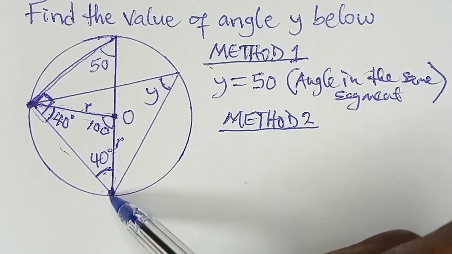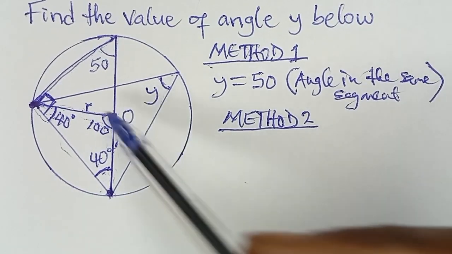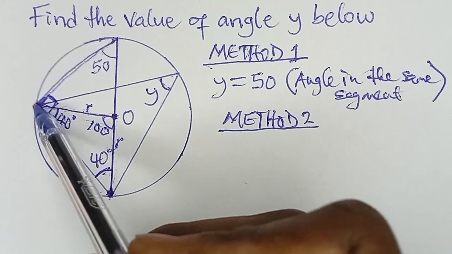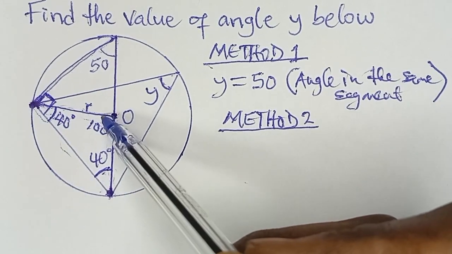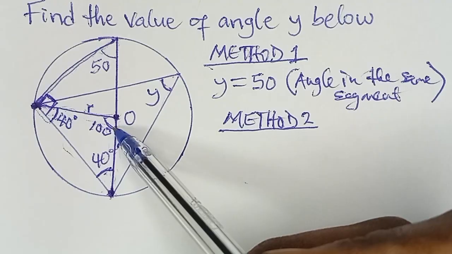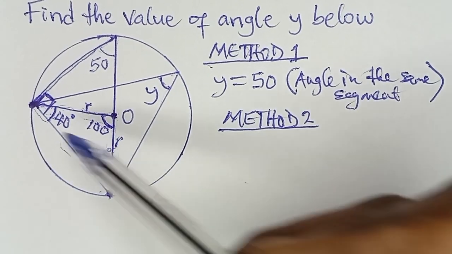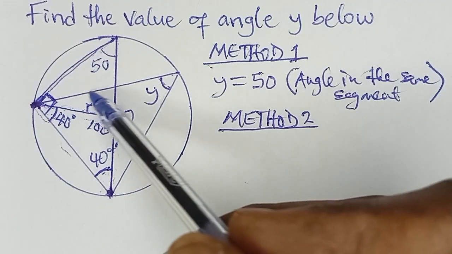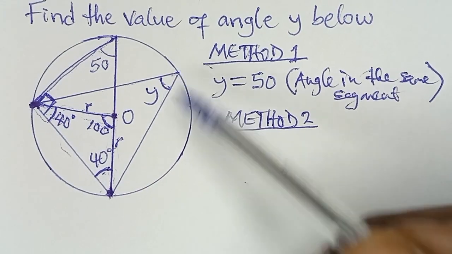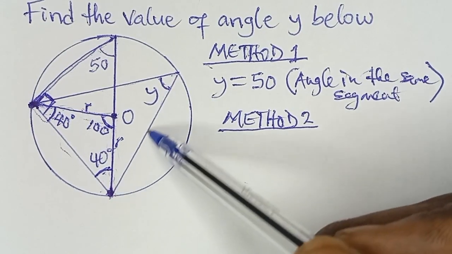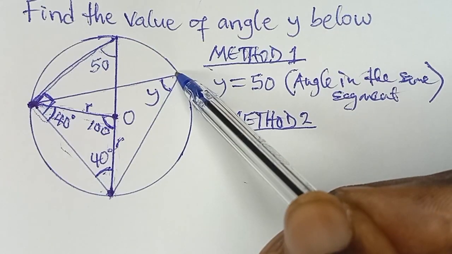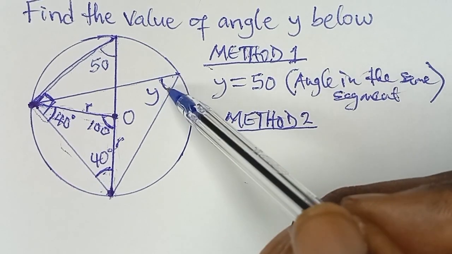I have a line from this point going to the center. I have another line from this other point going to the center. And the 2 lines make angle 100 degrees. They form this angle 100 degrees. From the same point now, I have another 2 lines going to the circumference, to form angle y.